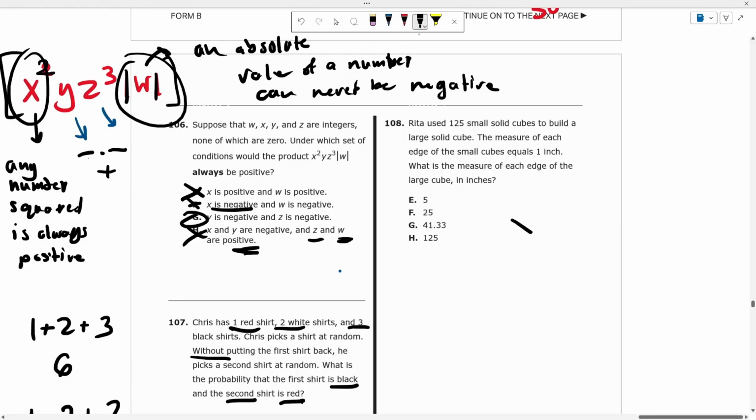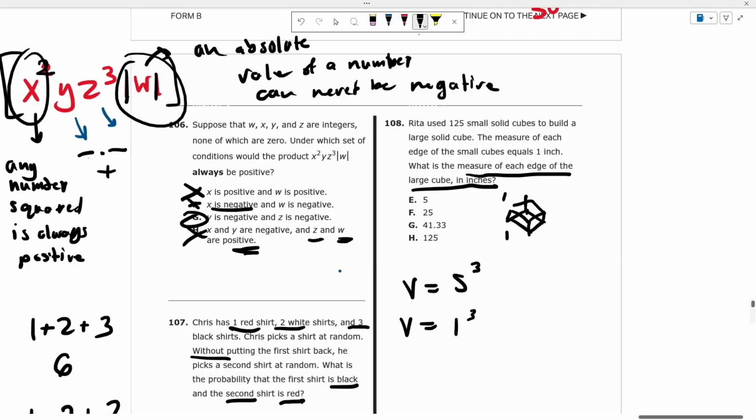So each one of these cubes is 1 by 1 by 1. Okay? What is the measure of each edge of the large cube in inches? So we know that the volume of a cube is equal to side cubed. So the volume of one of these cubes is just 1 cubed, or 1. Okay? So we know that the volume of each one is 1.